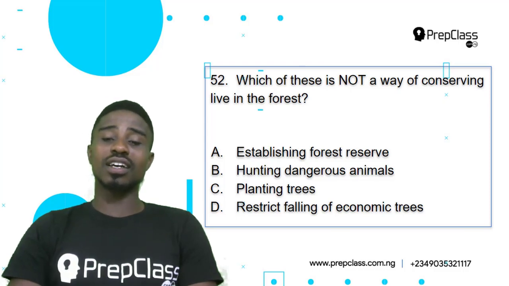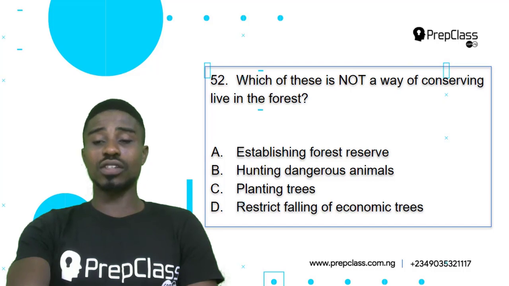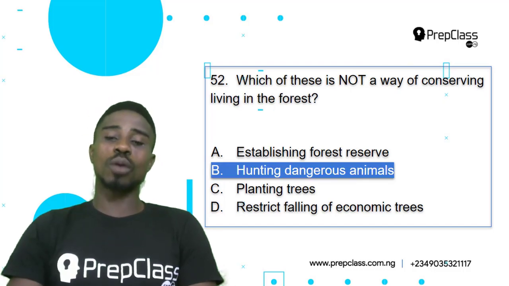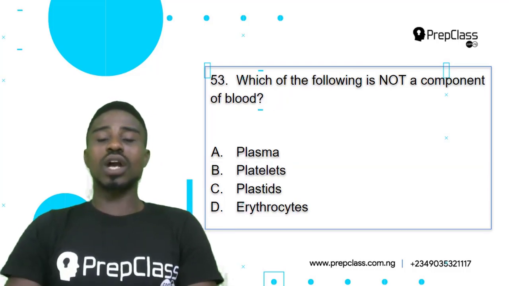So our correct answer is option B, hunting dangerous animals. So question 52, option B is our correct answer. Let's look at the next question.